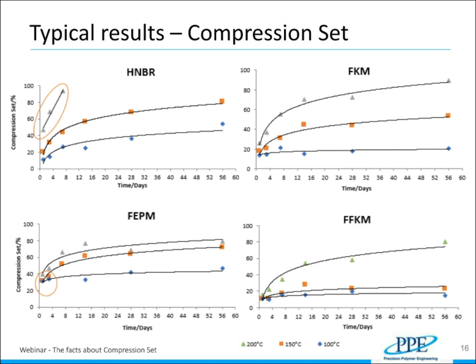There's a couple of things I'd like to draw your attention to. The first is the HNBR results at 200 degrees C, which are the green triangles that we've circled there on the HNBR curve, top left. Now, HNBRs are typically given an upper operating limit of about 175 degrees C, so the testing here would be considered to be above the maximum operating limit of this material. As you can see, this is reflected in the compression set results returned. There is no plateau.